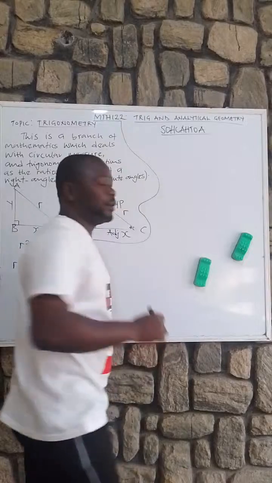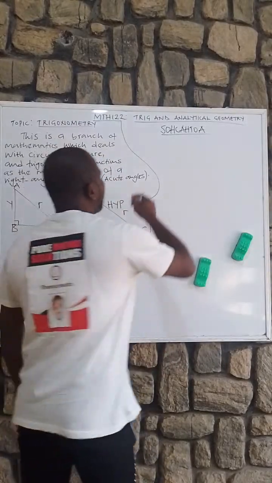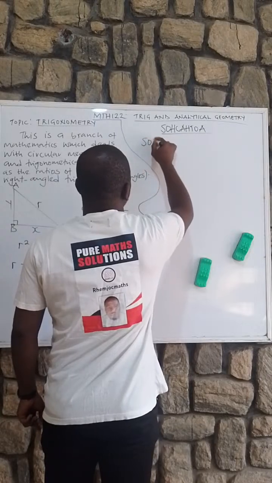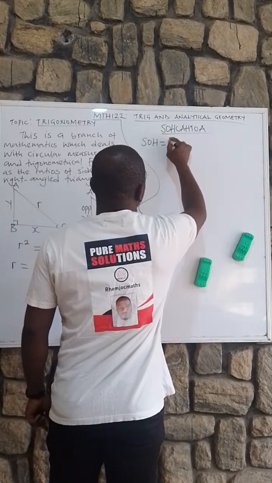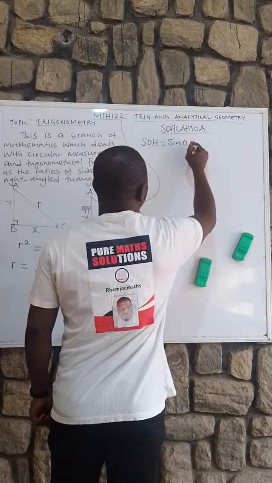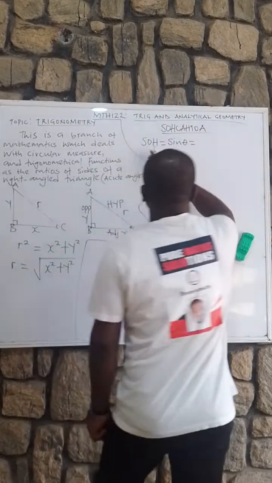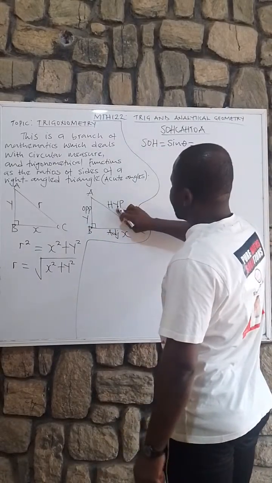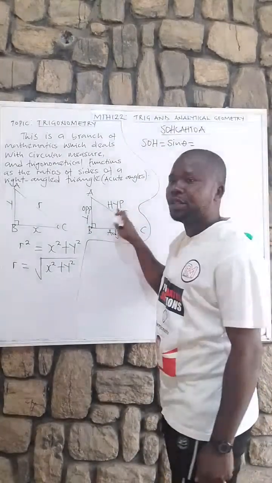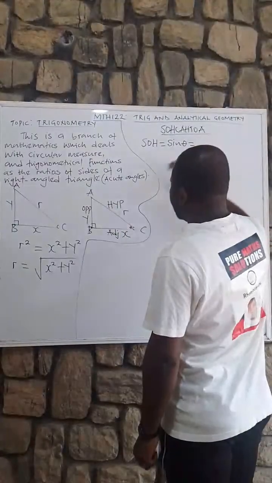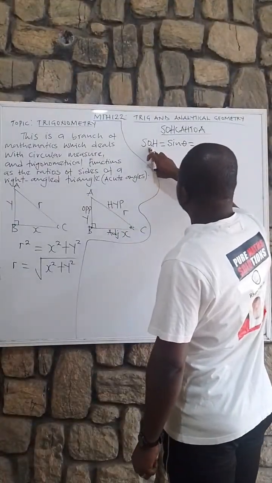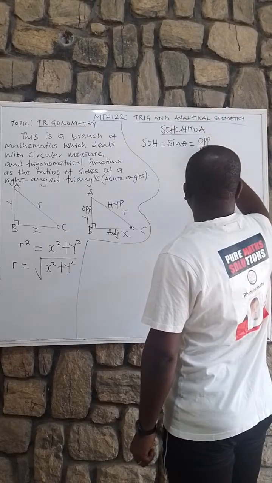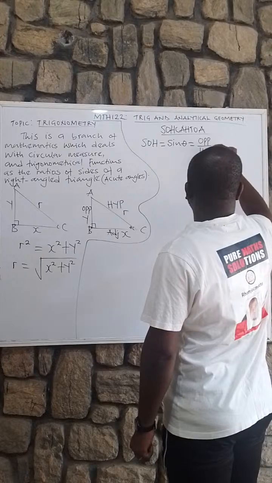SOH CAH TOA. When we say SOH CAH TOA, SOH means sine theta equals what? This is O means opposite, H means hypotenuse. Are you following? Do you understand? So it means opposite over hypotenuse. Opposite all over hypotenuse. Is that clear?